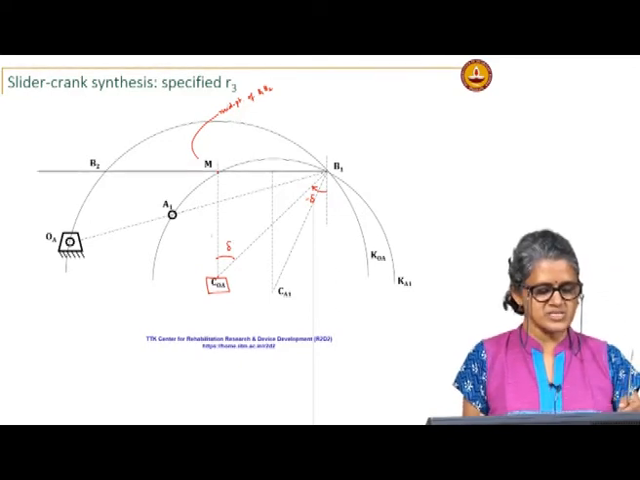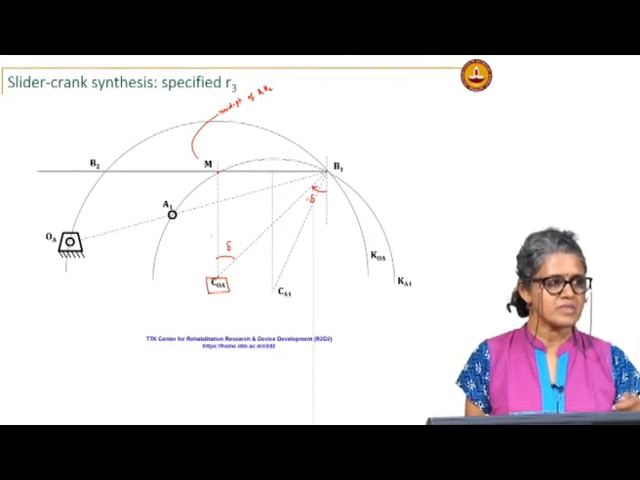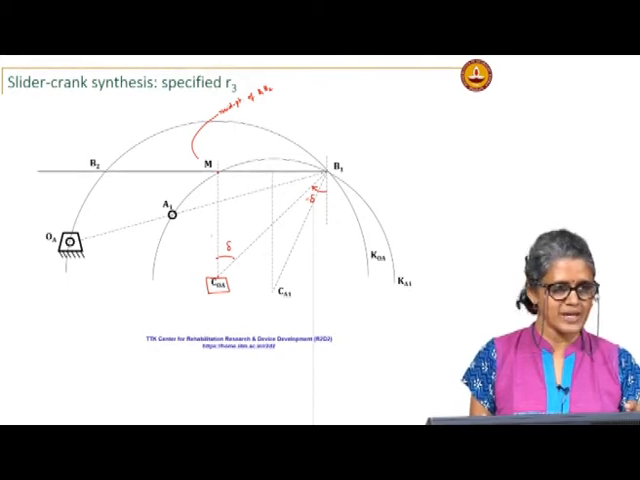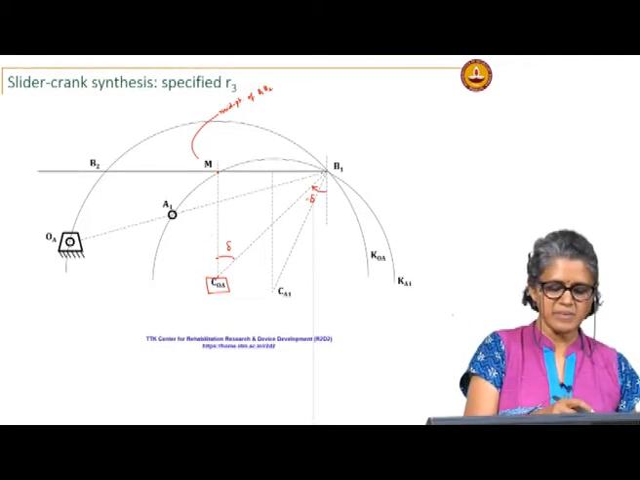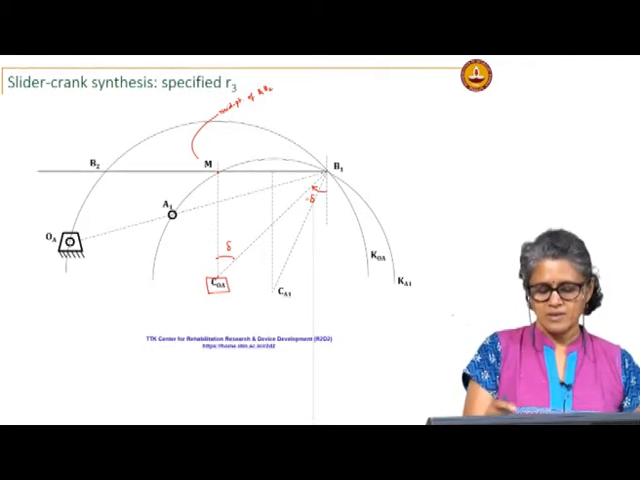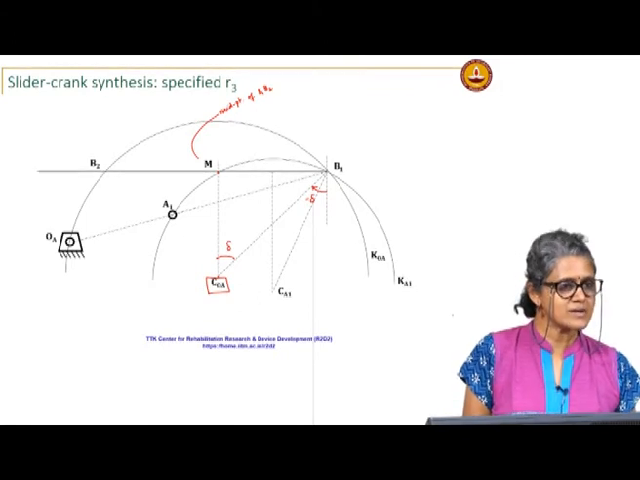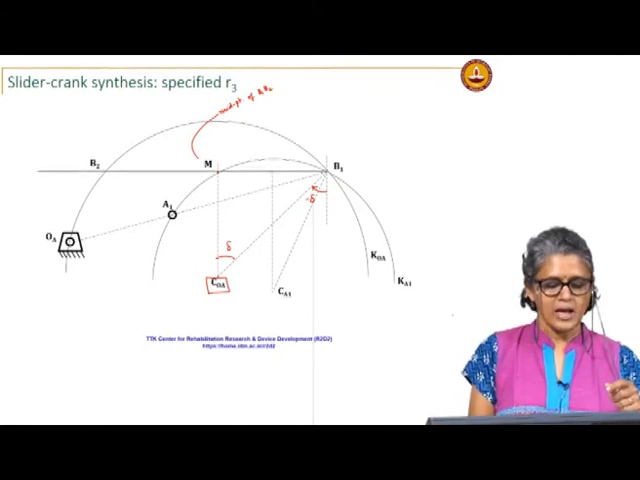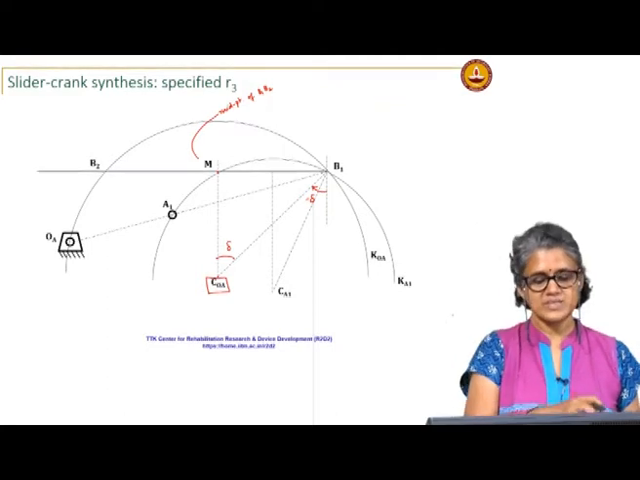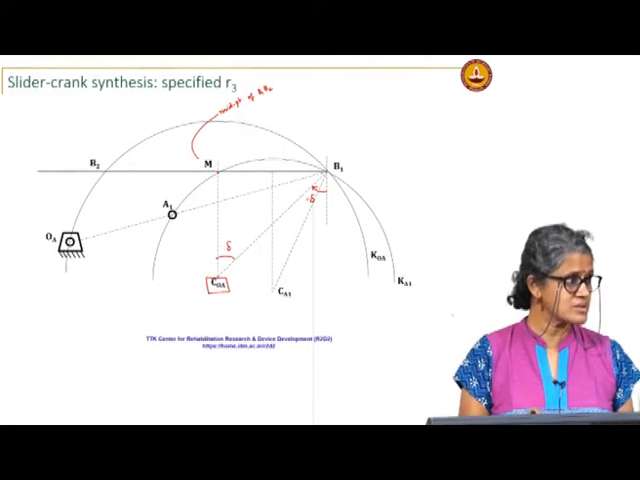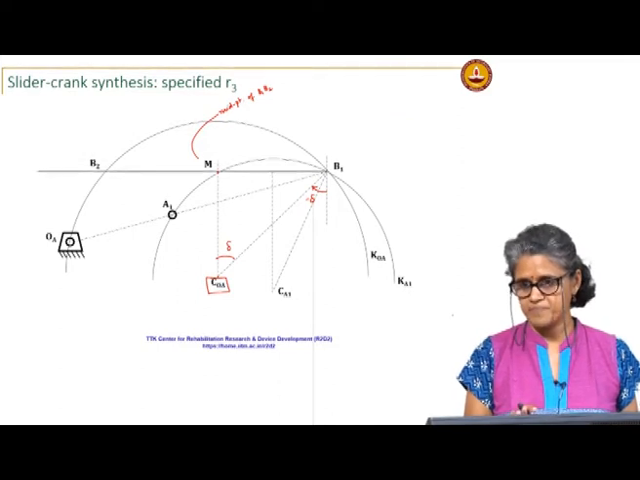Okay. So, this pivot, the fixed pivot for the crank lies on this circle. So, I can construct a circle that passes through B1 B2 with center at OA. And all I know now is this is the circle on which OA lies.